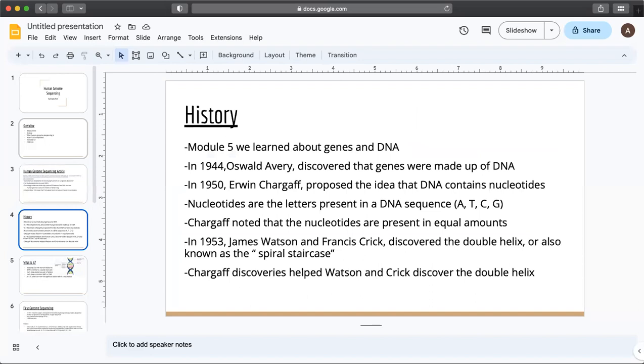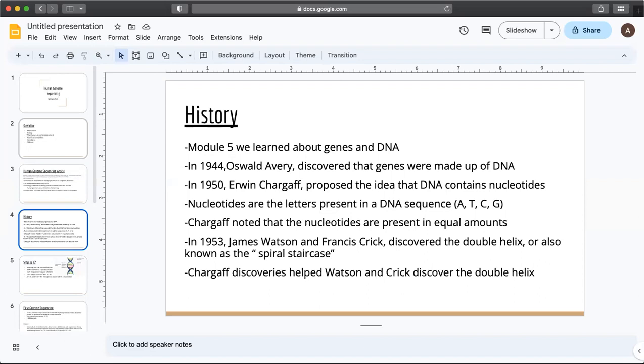Some history. In Module 5, we learned about genes and DNA, and everyone's participation in this helped us get where we are today. So in 1944, Oswald Avery discovered that genes were made up of DNA. In 1950, Erwin Chargaff proposed the idea that DNA contains nucleotides. Nucleotides are letters present in a DNA sequence, A, T, C, and G, and we'll talk about that in just a few minutes. Chargaff noted that nucleotides are present in equal amounts, so there's the same amount of A's and T's as there are C's and G's.